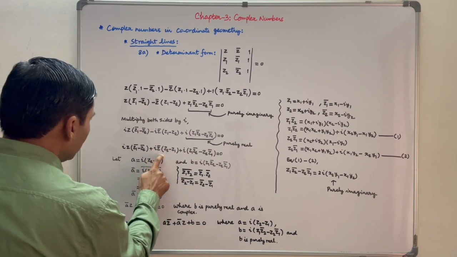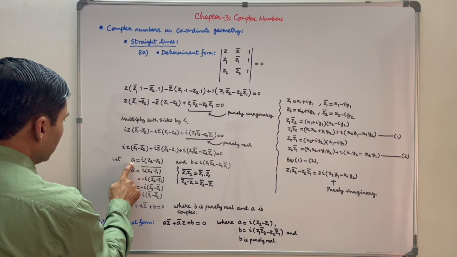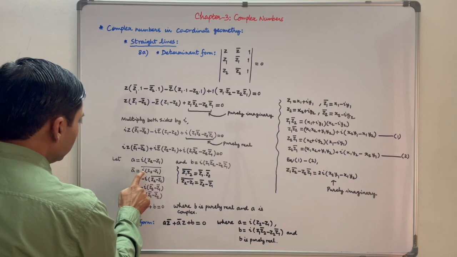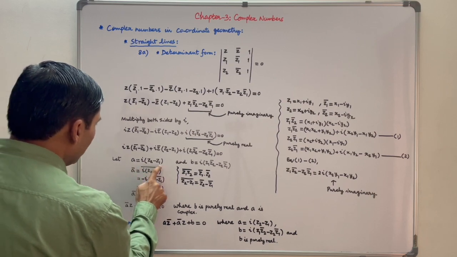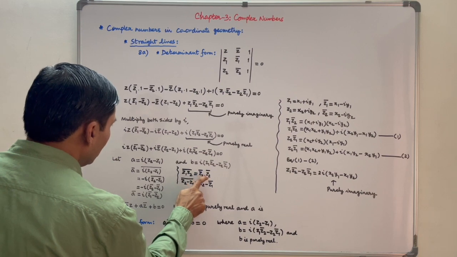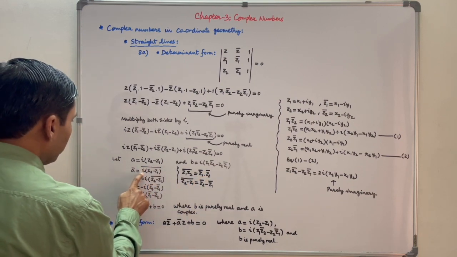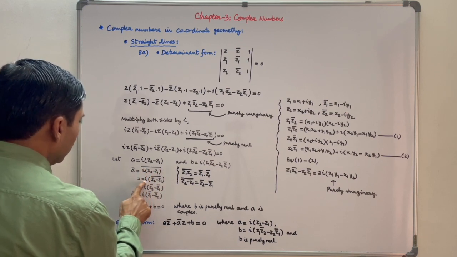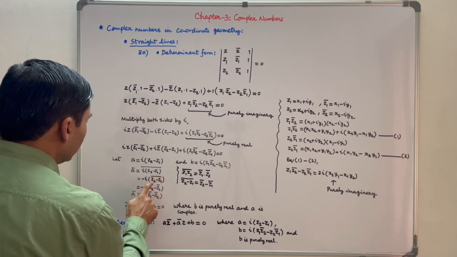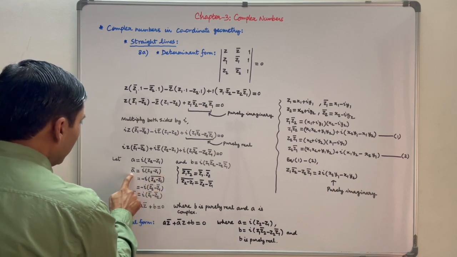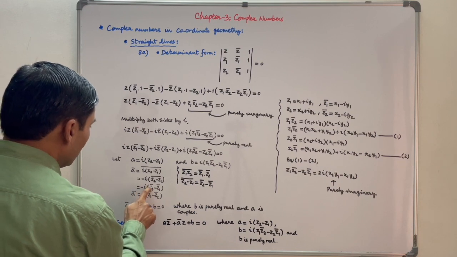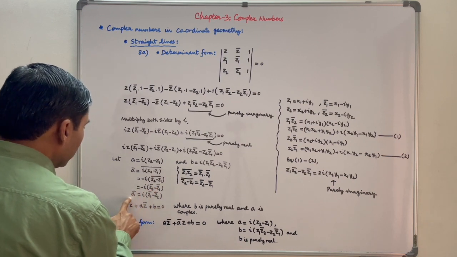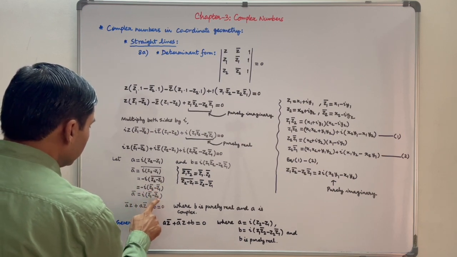Now assume i(z2 − z1) = a. So a bar is equal to [i(z2 − z1)] whole bar. This is in the form (z1 z2) whole bar, and that is equal to z1 bar into z2 bar. So we can write i bar into (z2 − z1) whole bar. i bar is equal to −i, and (z2 − z1) whole bar is equal to z2 bar − z1 bar. So a bar is equal to −i(z2 bar − z1 bar). Take the negative sign inside the bracket. So a bar is equal to i(z1 bar − z2 bar).